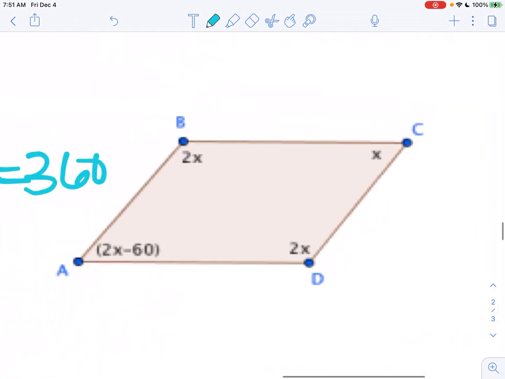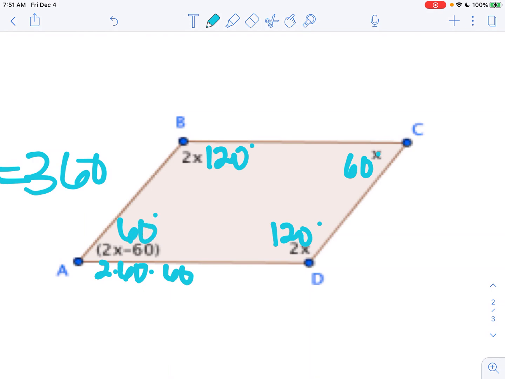All right, so angle C is just x, so that's 60. B is 2 times 60, so that's 120. D is 2 times 60, or 120. And then we have 2 times 60 minus 60, which also gives us 60. Since our opposite angles are congruent, we know we have a parallelogram.